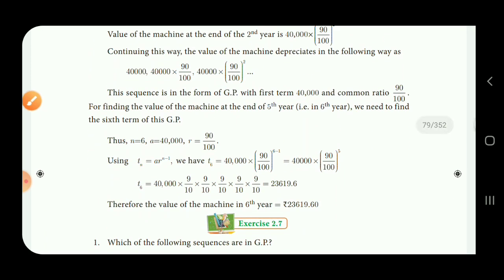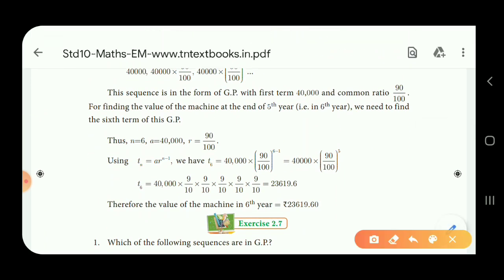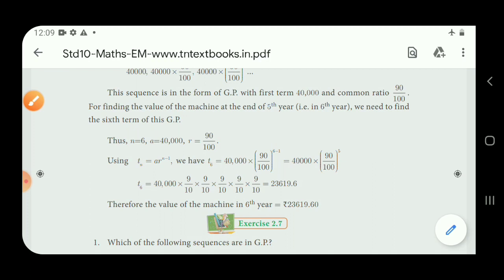This continues, so you can get a sequence. The sequence is in the form of a GP. The first term is 40,000 and the common ratio is 90/100, which is multiplied each time. To find the value of the machine at the end of the fifth year, that is, the sixth year, we need to find the sixth term. So n = 6, a = 40,000, r = 90/100.